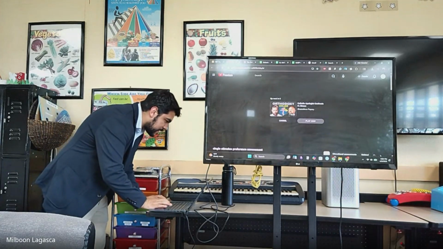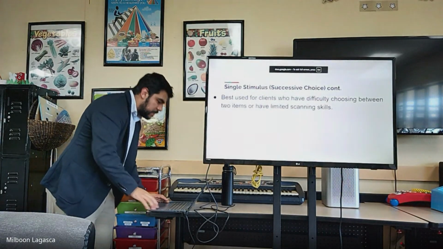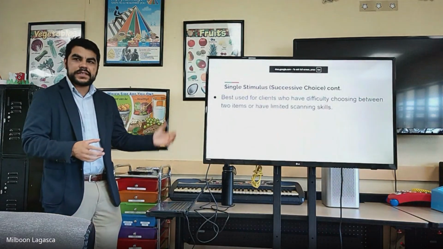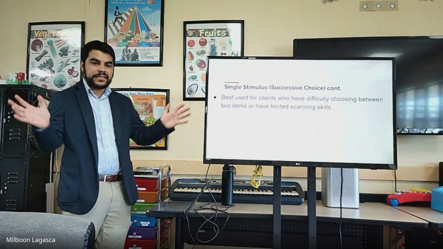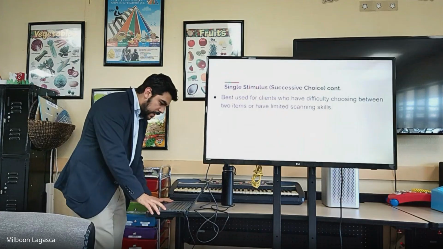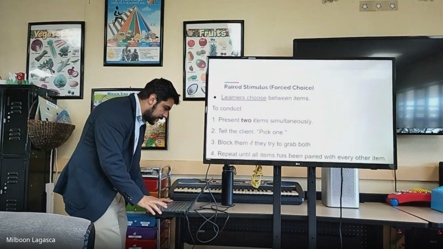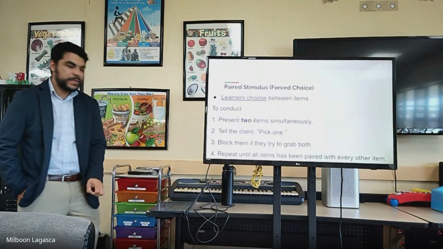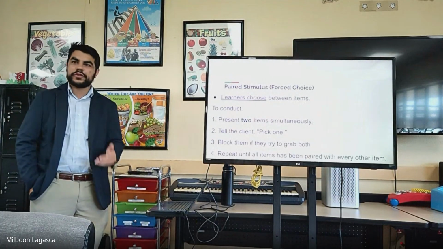Okay, yeah. So you guys can see that is single stimulus, one choice followed by another. If they like it, great. They can interact with it a little bit. If not, then we'll just move on to the next one. Now, what if we add another stimulus to it? That's where we have paired stimulus or forced choice.